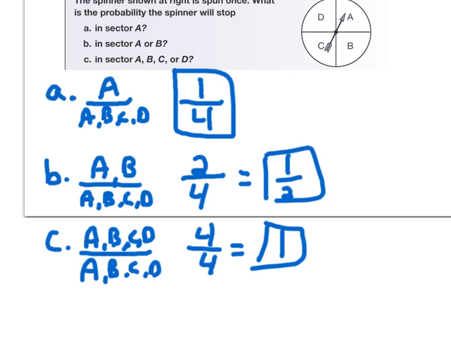So again, that's probability. We've got the number of favorable outcomes, what are we looking at, over the number of total outcomes. And then we reduce if possible. Okay, let's go on to more examples.